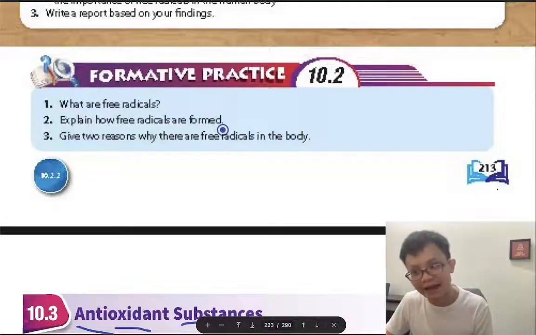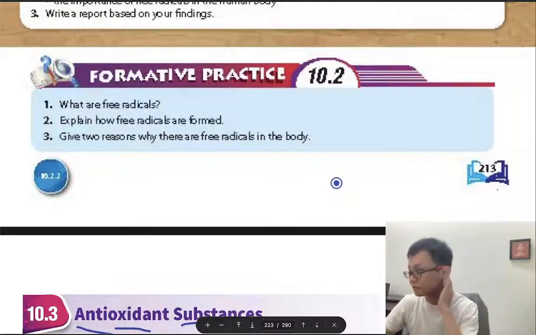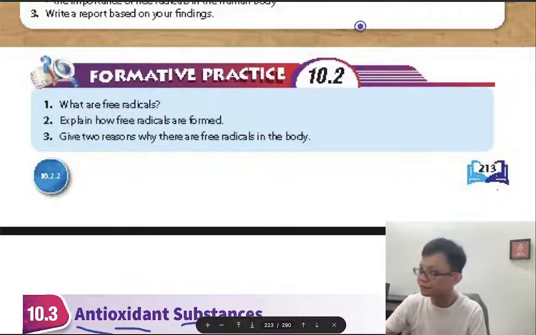Okay, so maybe we can end with some questions, so you can pause this video and think. What are free radicals? One electron which makes the atom or molecule unstable, reactive, and tend to attack other atoms or molecules. Correct, okay, it makes the molecule lack one electron. Number two, explain how free radicals are formed. Oxidation process occurs naturally inside the body to produce free radicals. Yeah, okay, free radicals are formed due to the oxidation process.